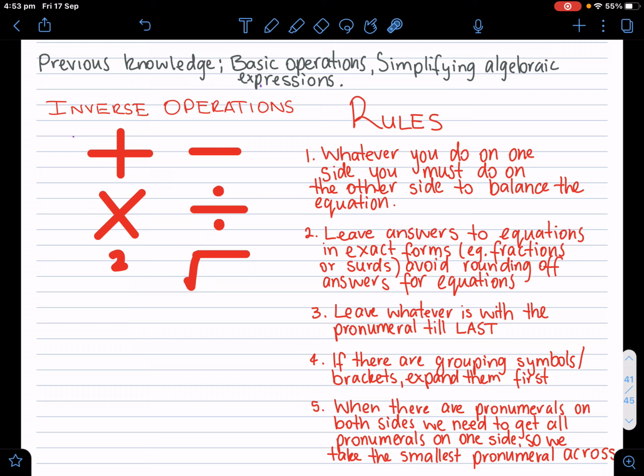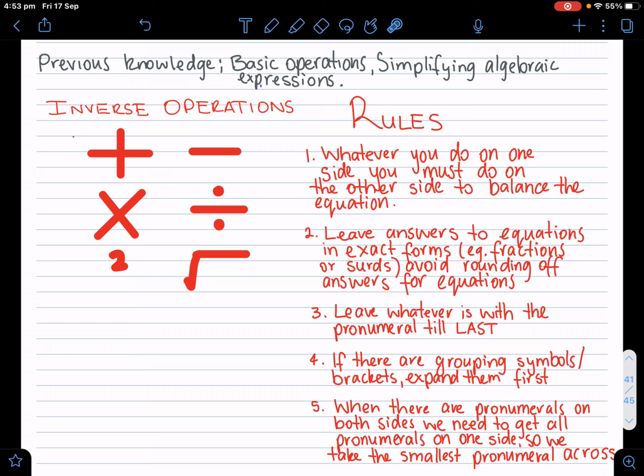So let's look at example 1. With example 1, I have x divided by 4, or x over 4, plus 3 equals 9. So I have a fraction there. And the rule is, leave whatever's directly with the pronumeral to last. In this case, the divided by 4 is with the pronumeral. So I'm going to leave that to last, and I'm going to get rid of the plus 3 first. The inverse of plus 3 is minus 3. So I'm going to minus 3 on one side, and I'm going to do it on the other side, because remember, whatever you do on one side, you have to do on the other side. So that eliminates that plus 3.